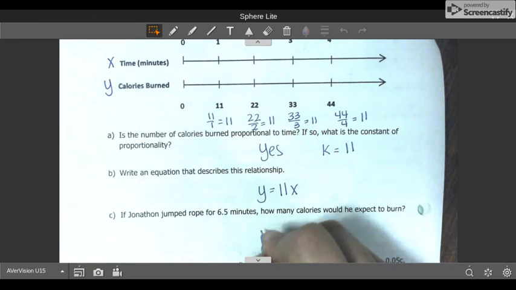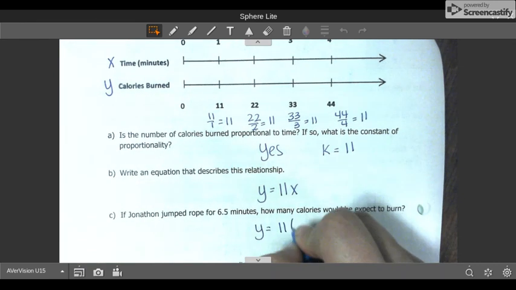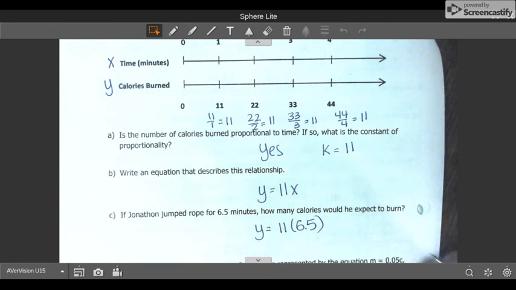If Jonathan jumped rope for 6.5 minutes, how many calories would he be expected to burn?